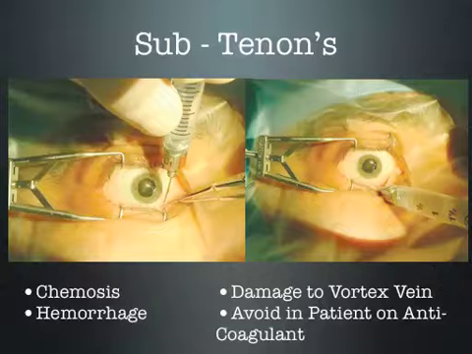Now, it can cause chemosis. It can cause hemorrhage because we all know there are a lot of blood vessels present around there. It can damage the vortex veins, and that can cause a lot of hemorrhage. And this should essentially be avoided in a patient who is on anticoagulants.